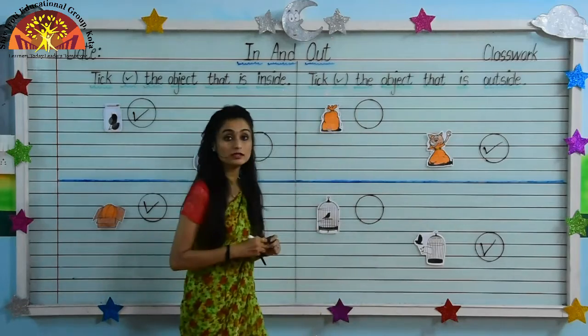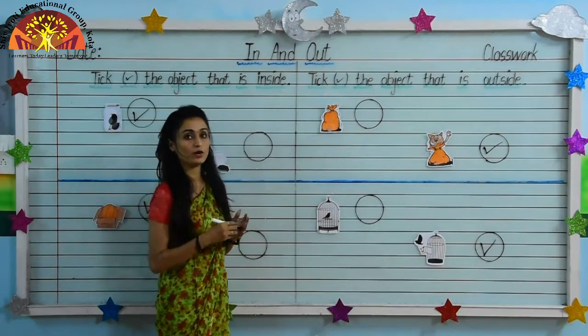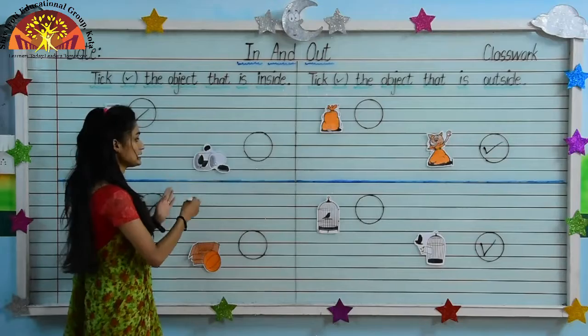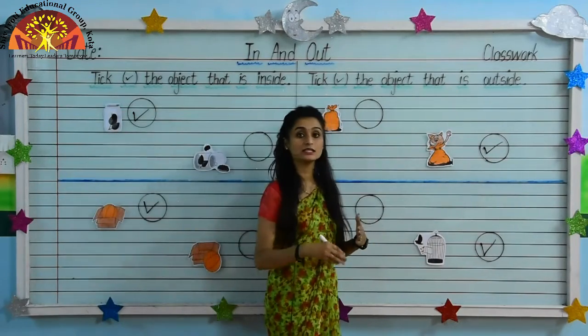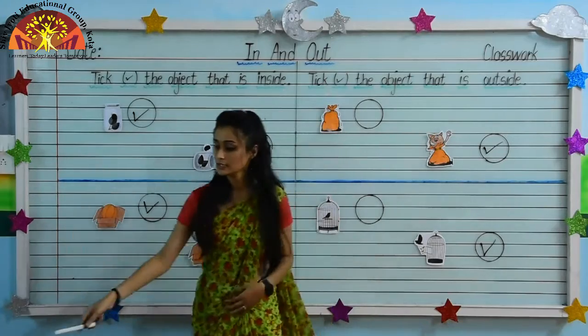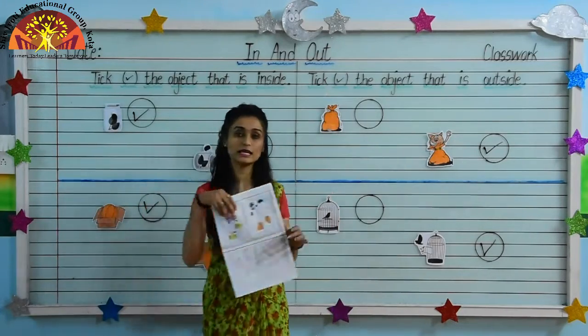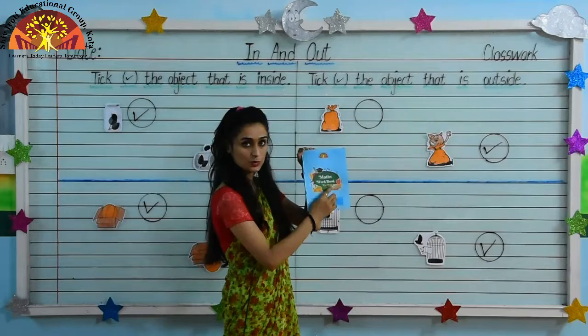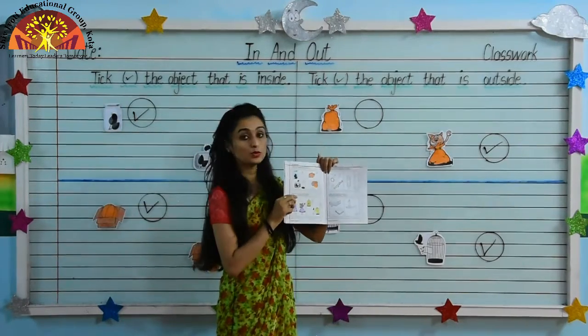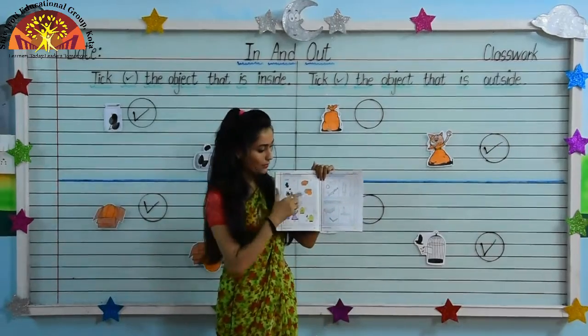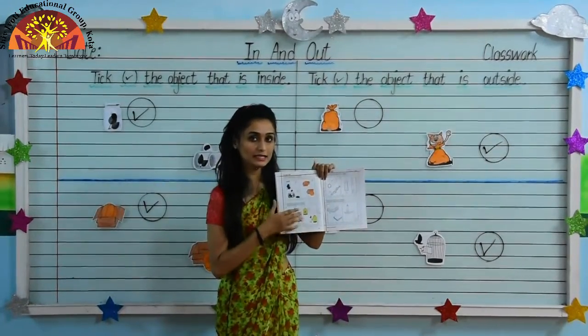So I hope you understood the concept of in and out. In means inside, किसी चीज के अंदर, and out means outside, किसी चीज के बाहर. So kids, this way you have to do this exercise in your maths workbook, okay, on page number 6. Do it very neatly and beautifully. You have to color all the pictures like this, okay.